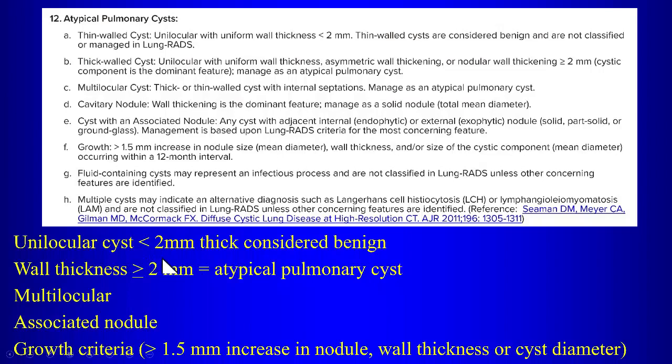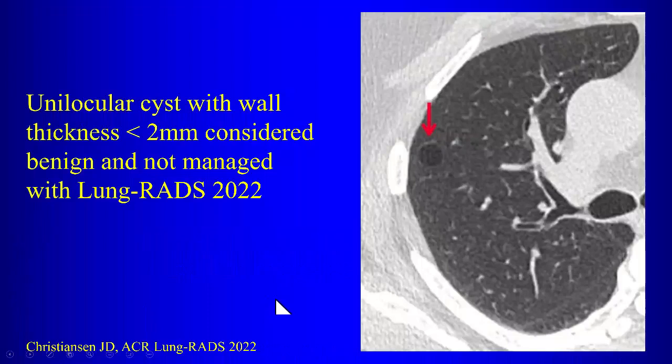Well, first we have to define what an atypical pulmonary cyst is. If we have a unilocular cyst with the wall less than 2 millimeters in thickness, that's considered a benign lesion. But if the wall is greater than or equal to 2 millimeters, then we have an atypical pulmonary cyst. It may be multilocular, and there can be a nodule associated with the cyst. And the growth criteria, when you're following these, is greater than 1.5 millimeter increase either in the size of an associated nodule or the wall thickness of the cyst.